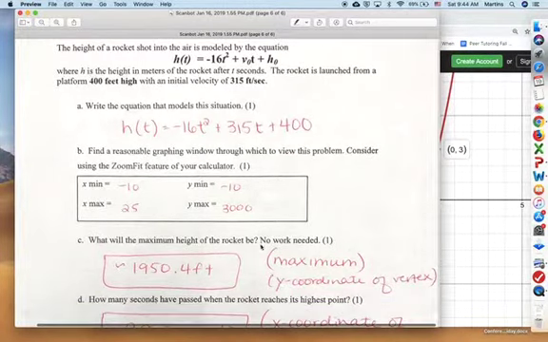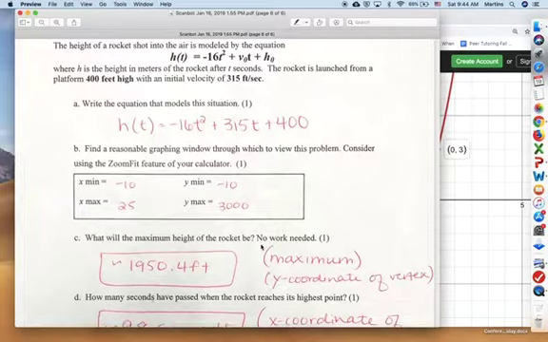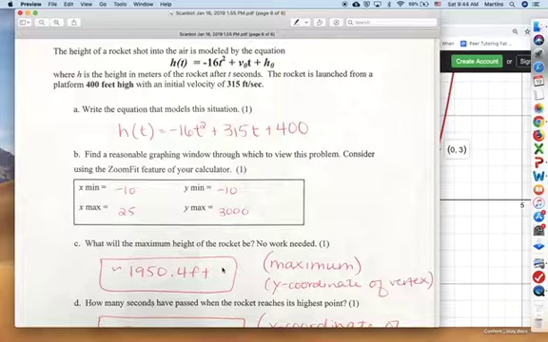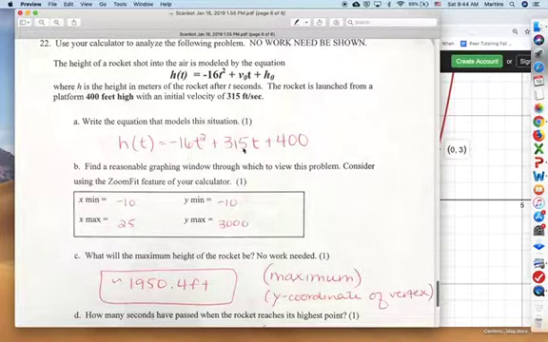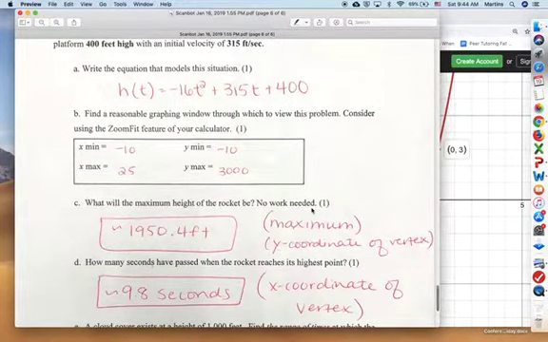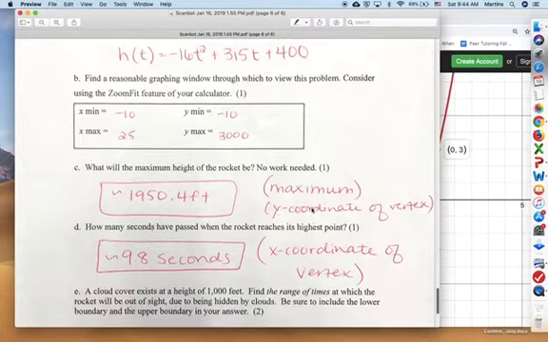So what will the maximum height of the rocket be? In this one, I'm just basically calculating the maximum, okay? So I'm using the maximum feature of my calculator to do that, and it tells me about 1,950.4 feet. Notice it says I don't need to show any work, so answer with a nice unit of measurement and you're good to go, okay? You could do this algebraically by using the opposite of b over 2a. So since you have a calculator, you could absolutely show your work for this as well. It just says no work needed, so that would just be a little extra.